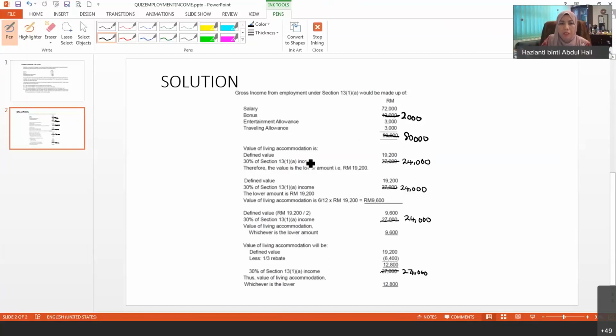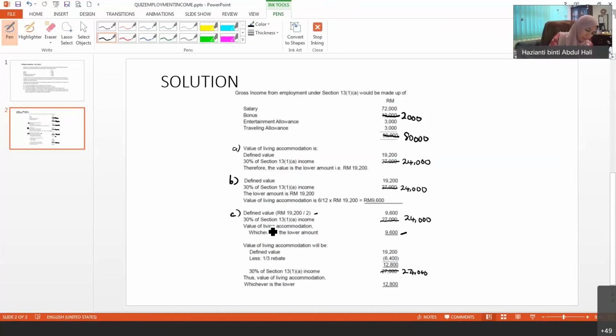Right. So A, full year, and then B, half year, and then C, dia kata share. So if C, they share, so the defined value pun you dah kena divide by 2. So they share. And then 30%, 24,000, so the lower amount is 9,600.